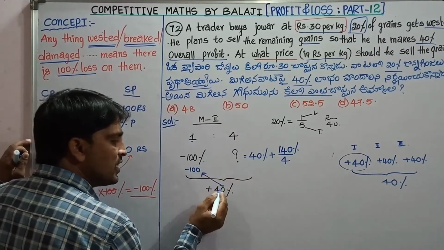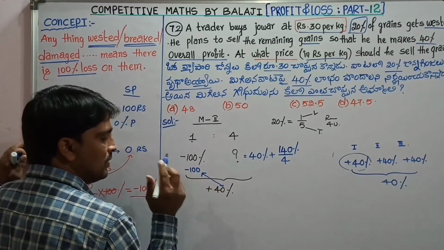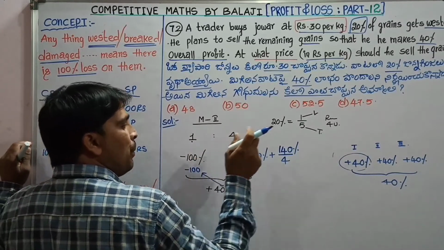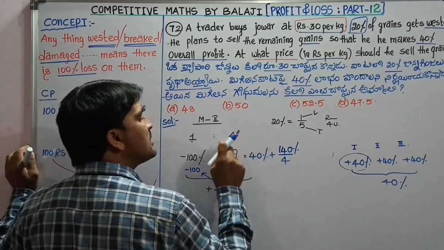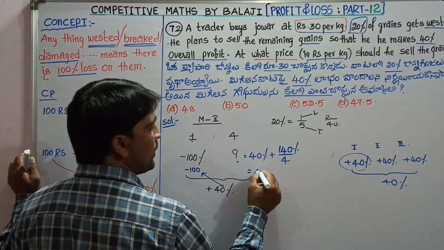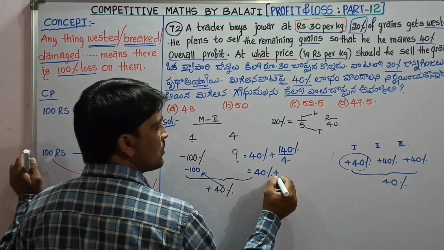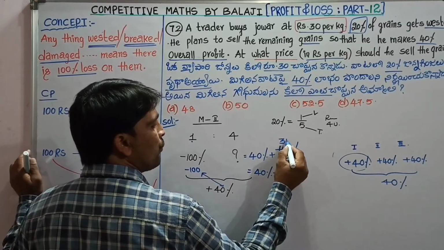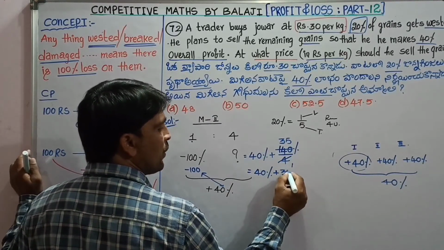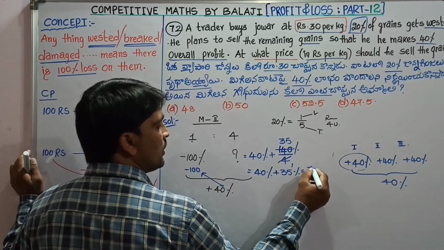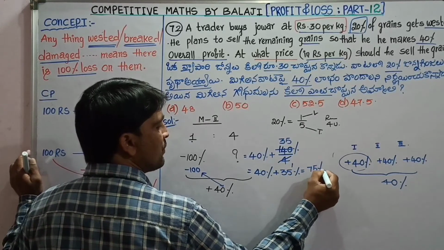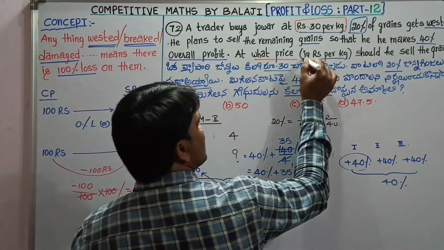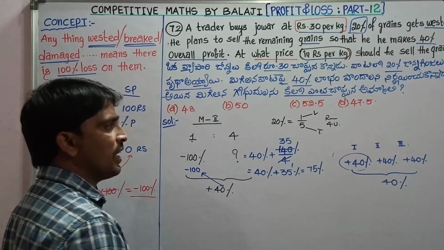Deficiency is 140 units, 140%. That deficiency must be covered by the remaining 4 units of grains. So 40% plus 4 ones are 4, 4 threes are 12, 4 fives are 20, that is 35%. So 35 plus 40, that is 75% grains. But here we have to find the selling price of the remaining grains per kg.